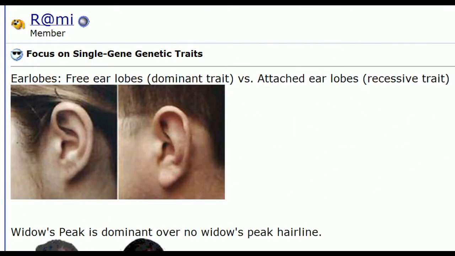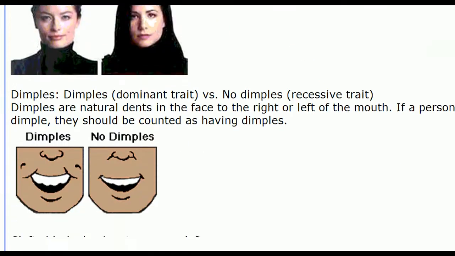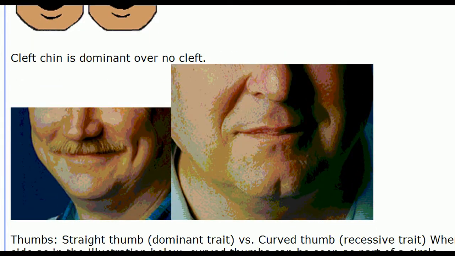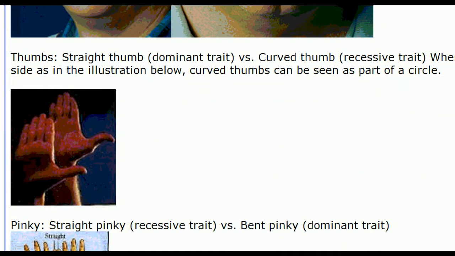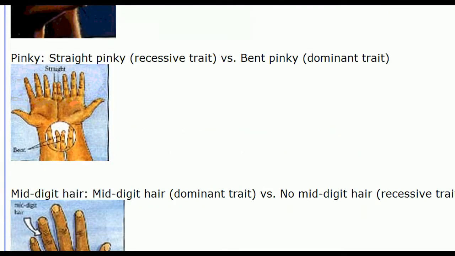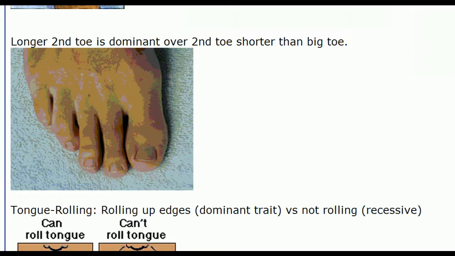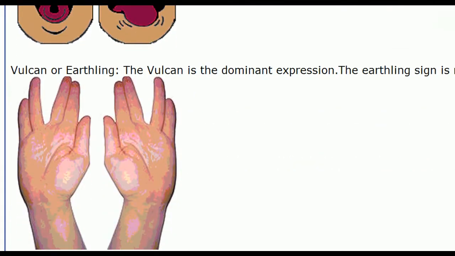Here are some examples of human traits. For example, free earlobes are dominant over attached. Widow's peak is dominant to no widow's peak. Dimples are dominant to no dimples. Chin cleft is dominant over no chin cleft. Hitchhiker thumb is recessive to a straight thumb. Bent pinky is dominant over a recessive straight pinky. The hair on your knuckles, mid-digital hair, is dominant to no digit hair. Second toe being longer than the big toe is dominant. Tongue rolling. And Vulcan versus Earthling.